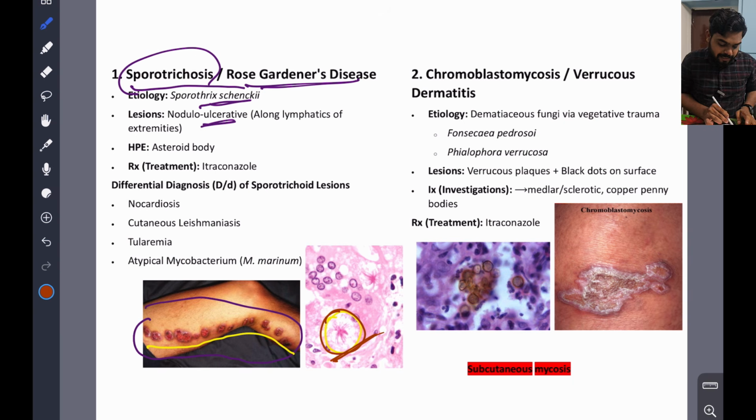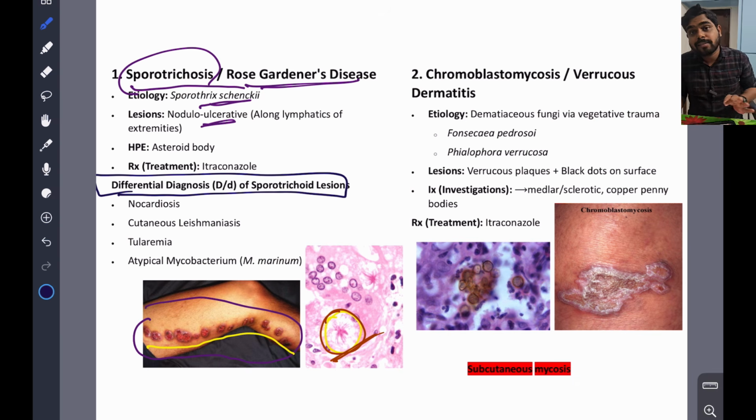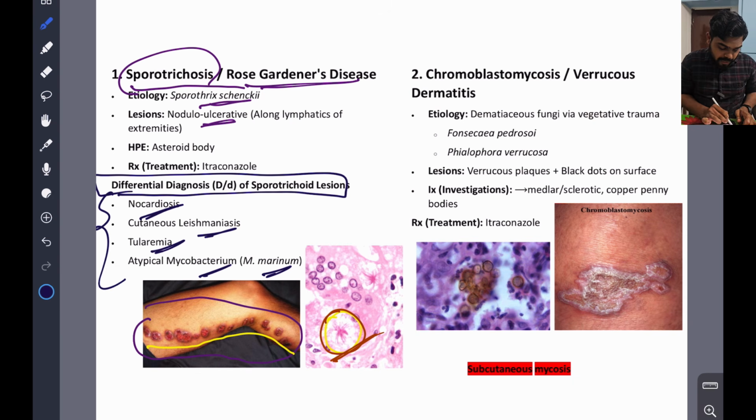One more thing they usually ask is the differential diagnosis of sporotrichoid type lesions, or nodulo-ulcerative lesions going through the lymphatics. You can see the lymphatics of the extremities, it is going up. The differential diagnosis of sporotrichoid lesions includes nocardiosis, cutaneous leishmaniasis, tularemia, and atypical mycobacterium marinum. Okay, this is also a very important high-yield question that can come in our exam.